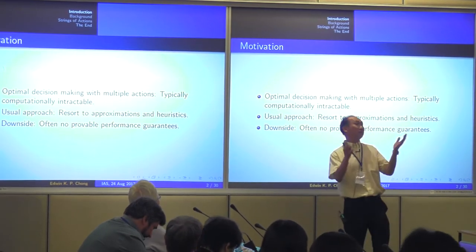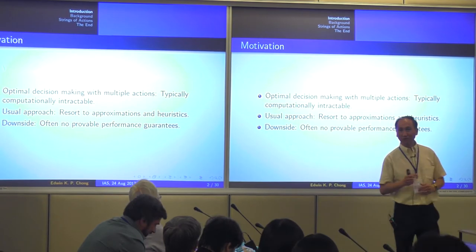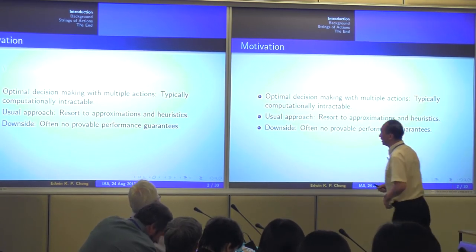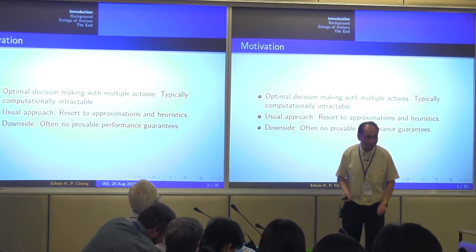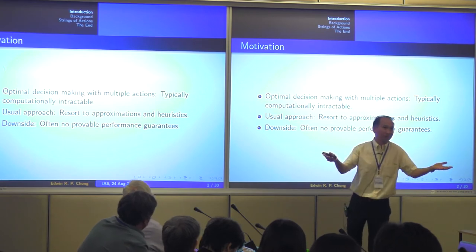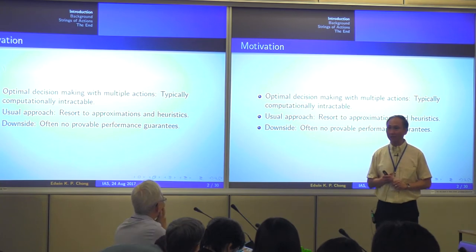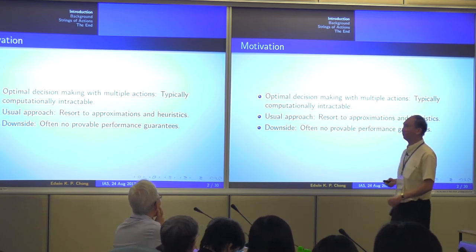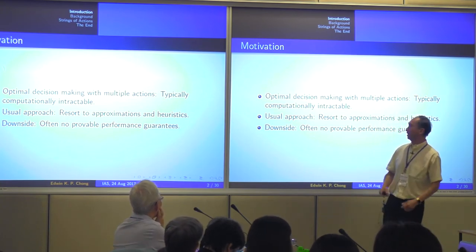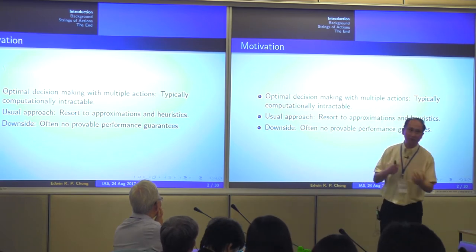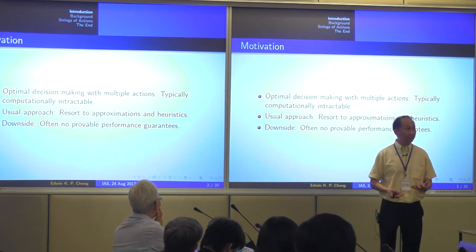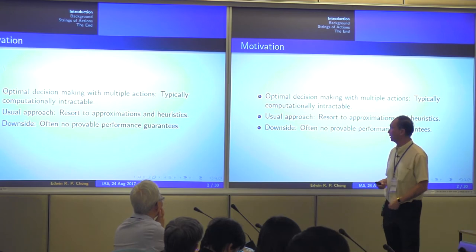Okay, so here's some motivation for what I'm talking about. We're talking about optimal decision making with multiple actions, optimal control, basically. And typically, as we've heard many times this morning, this is a computationally intractable problem to solve precisely, exactly. So the usual approach is to resort to approximations and heuristics and these sorts of things.